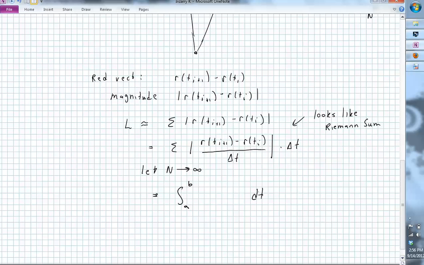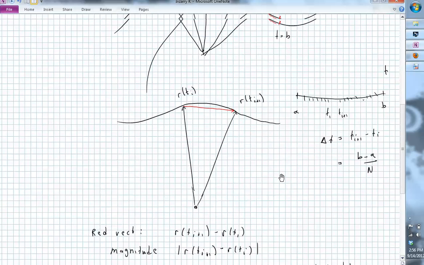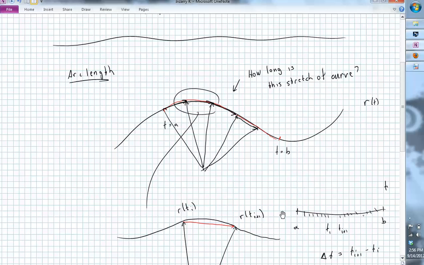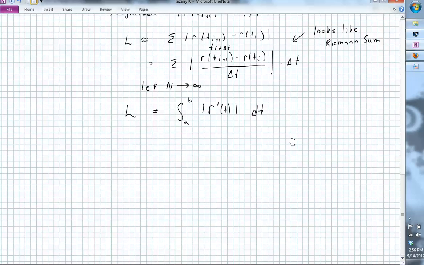You may be a little bit worried about this. t_{i+1} is secretly t_i plus delta t. To get from one t_i to the next t_i, you just add delta t. So now it looks a whole lot like the difference quotient. And what we get is the arc length. In other words, the length of the piece of curve between t equals a and t equals b is just the integral of the magnitude of r prime, the speed, between a and b.